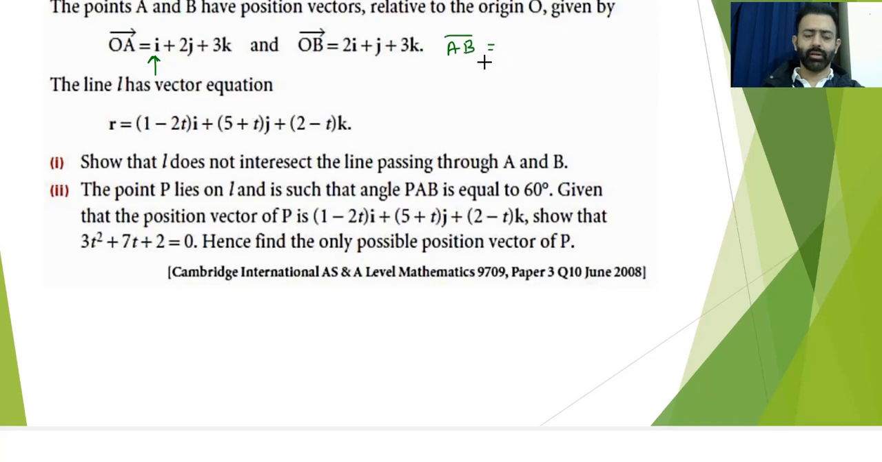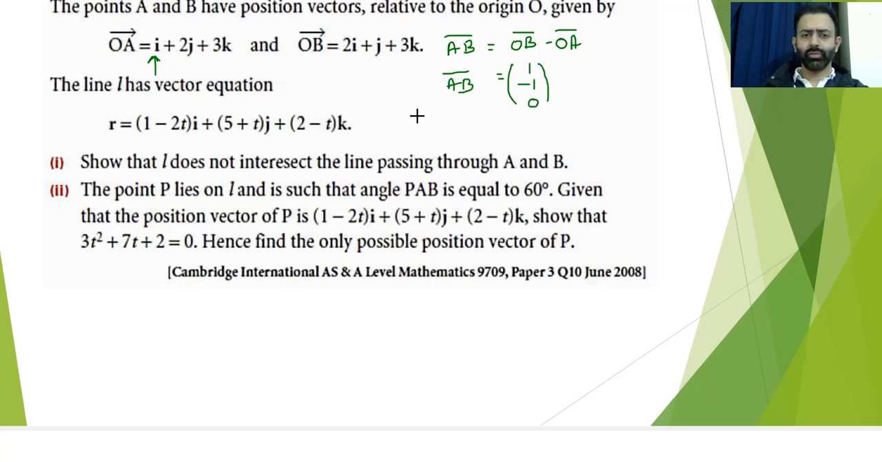Okay, AB vector. It is just like OA plus lambda times AB we are finding. So AB vector is OB minus OA, right? Which is 2 minus 1 is 1, 1 minus 2 is minus 1, and 3 minus 3 is 0. Okay, this is your AB vector.